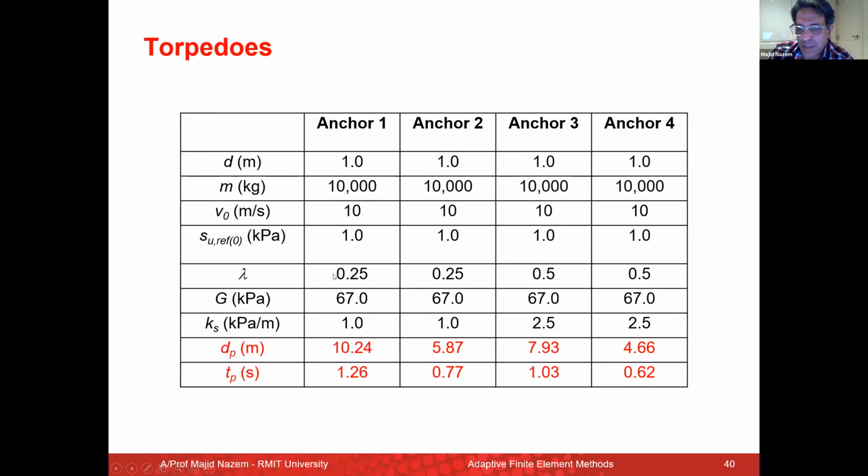These are the soil parameters, and these are the predicted total depth of penetration predicted by the R-adaptive method, as well as the total time of penetration in seconds. So as you can see, for instance, for case one, the rate parameter is 0.25, the shear modulus is 67, and then this is the rate of shear strength increase with depth. The total embedment depth is around 10 meters, and it takes 1.26 seconds for the torpedo to stop.